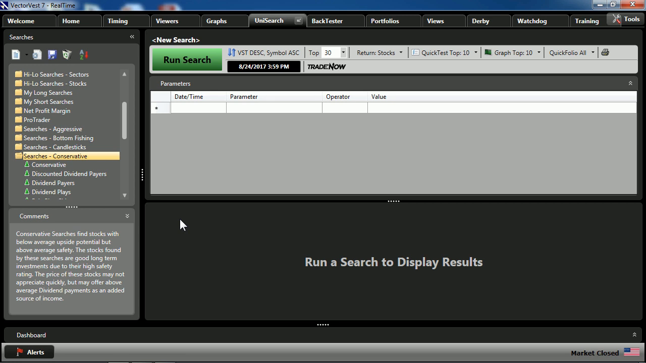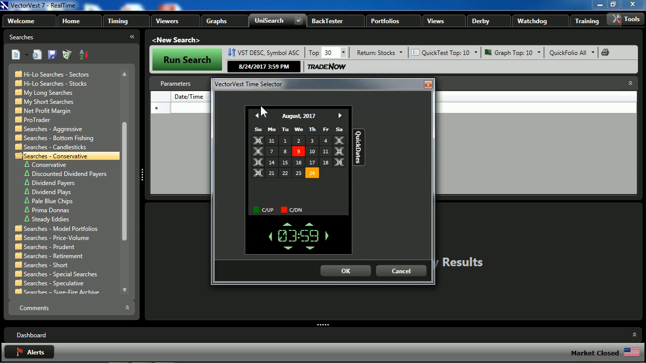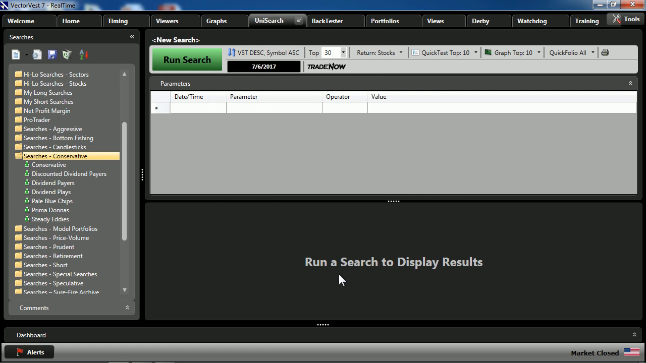So just as a demonstration, guys, I'm going to give you an idea of the types of returns that you're likely to see with these different types of investment styles. So I'm just going to go to July 6th. I'm going to change the date up here in UniSearch to July 6th of 2017. And all I'm going to do is quick test each search over a 2-week period of time.